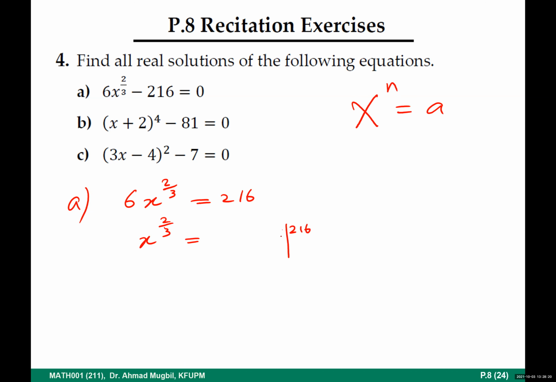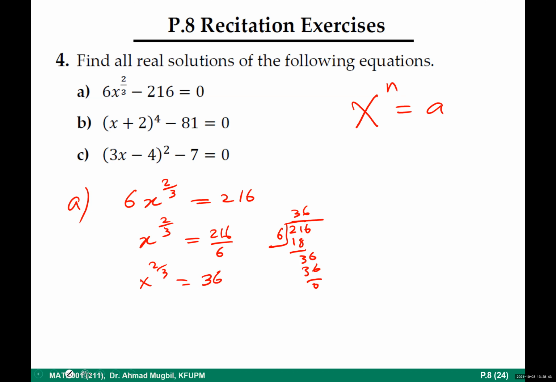200 over 6. Let's do it by long division. So it is 3 times 6, 18; 3, 36; 6, 36, 0. So what is it? 36. Okay, let me write it because some of you may be wondering where it comes from. So in fact, we divide by 6.